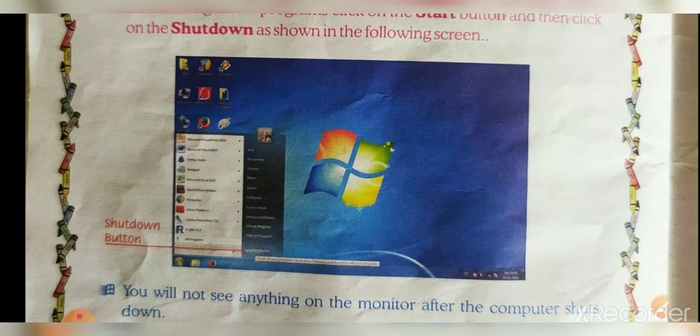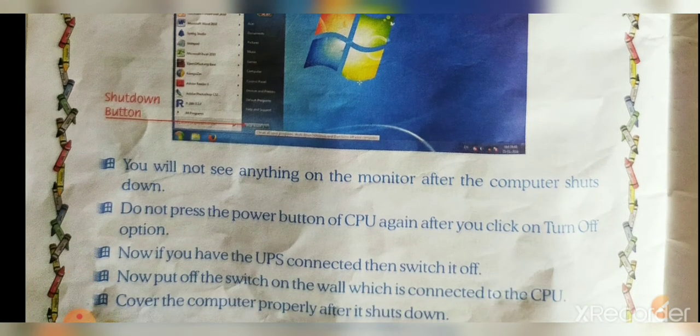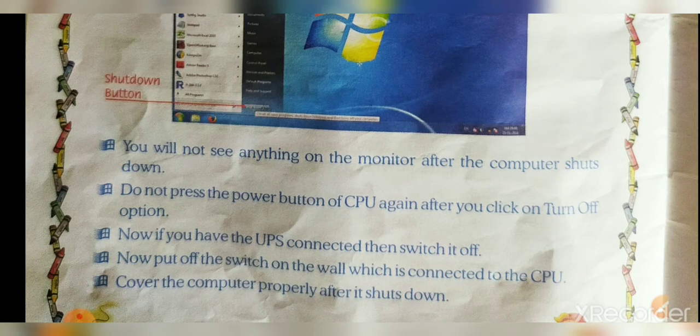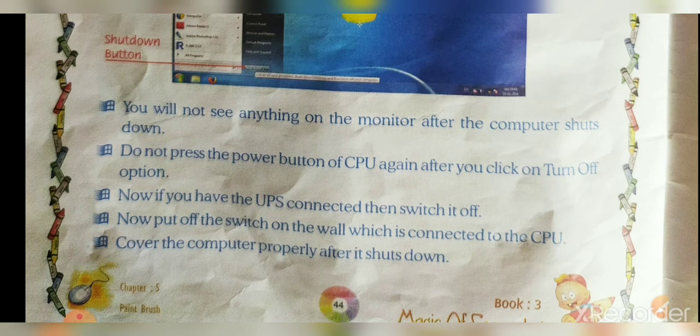Then you go on start button. You will not see anything on the monitor after the computer shuts down. Do not press the power button of CPU again after you click on turn off option. Now if you have the UPS connected, then switch it off. Now put off the switch on the wall which is connected to the CPU.